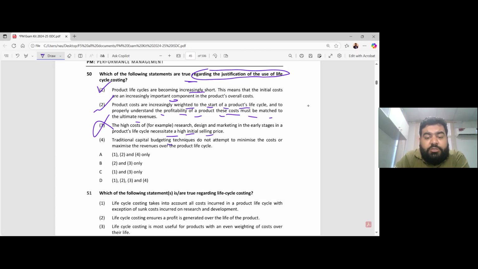Traditional capital budgeting techniques do not attempt to minimize the cost or maximize the revenues over the product lifecycle.